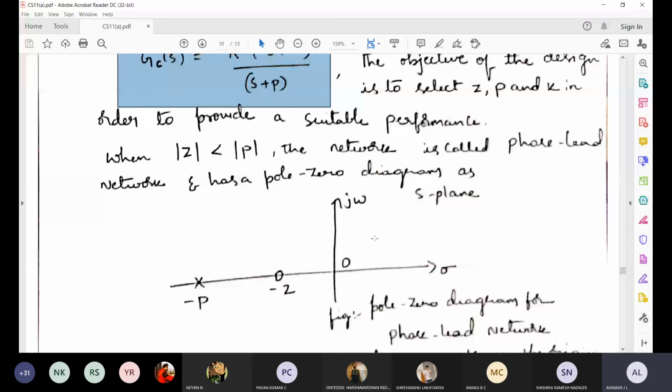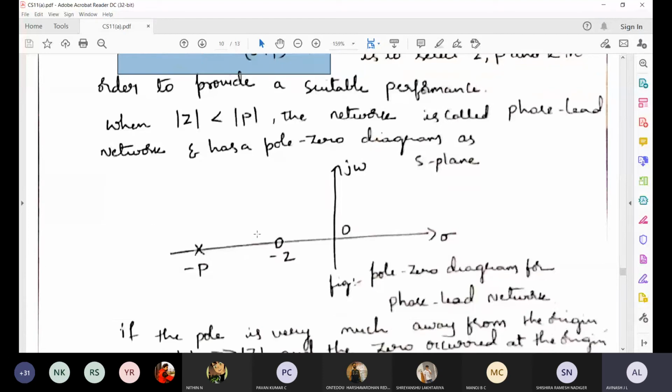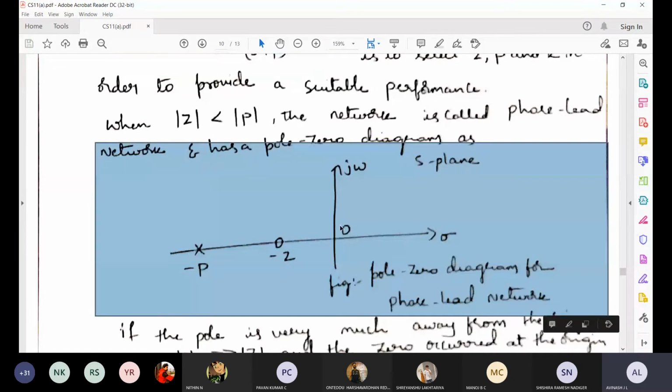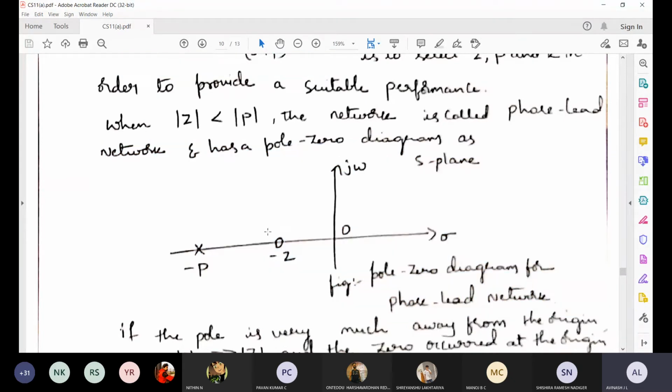When you are drawing the pole zero diagram, you can see that Z is coming first, that means the value of Z is higher than the value of P. Take -2 and -5: which is greater? -2 is greater. But if you take the modulus, the modulus of -2 is 2 and of -5 is 5, so 5 is greater. So when talking about the modulus, the value of Z should be less. That is the concept here.